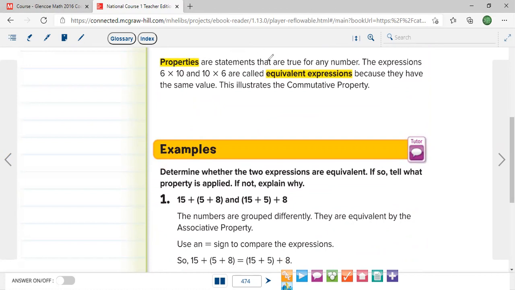Properties are statements that are true for any number. The expressions 6 by 10 and 10 by 6 are called equivalent. Equivalent expressions means they are equal, because they have the same value. This illustrates the commutative property.